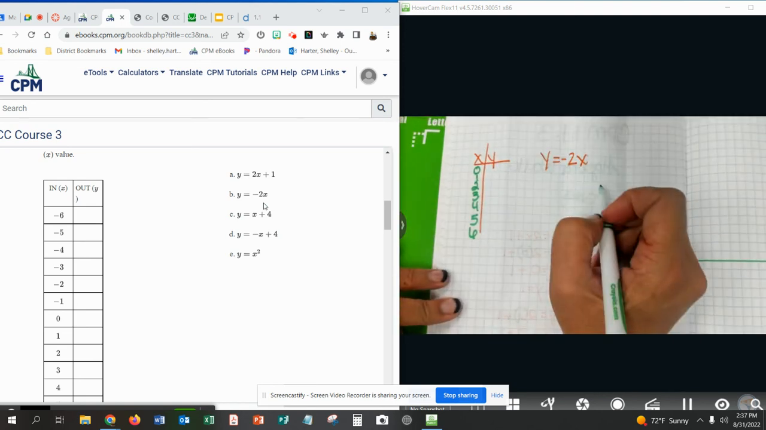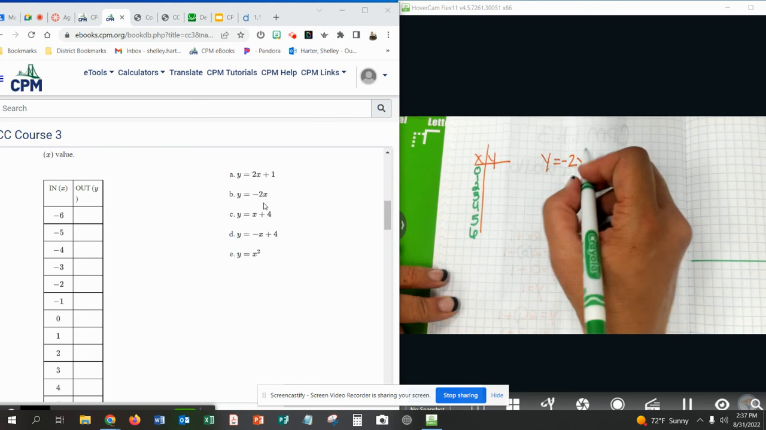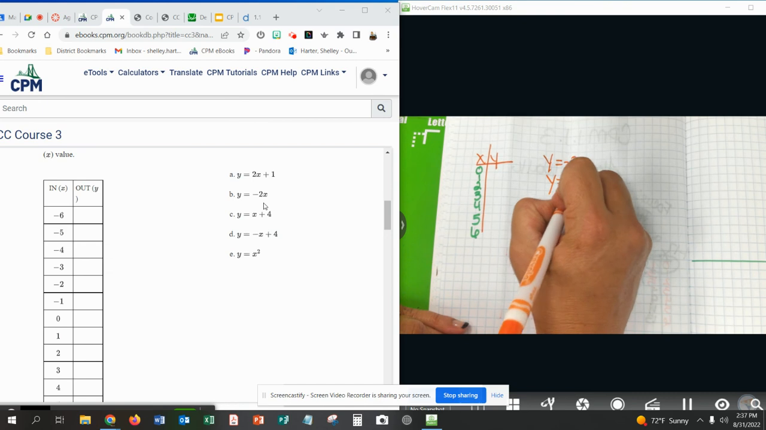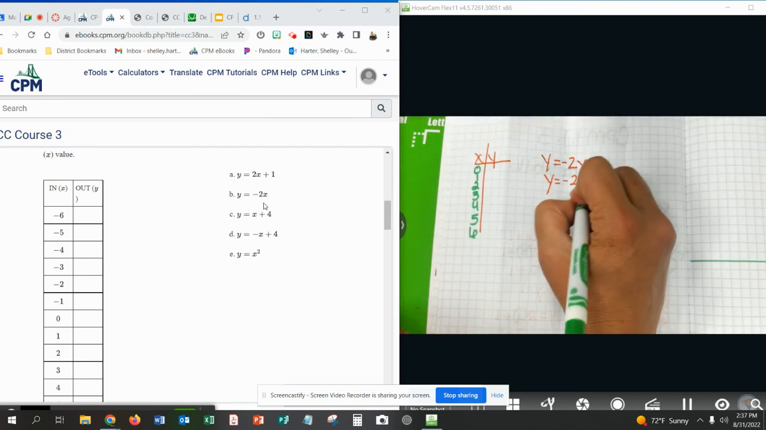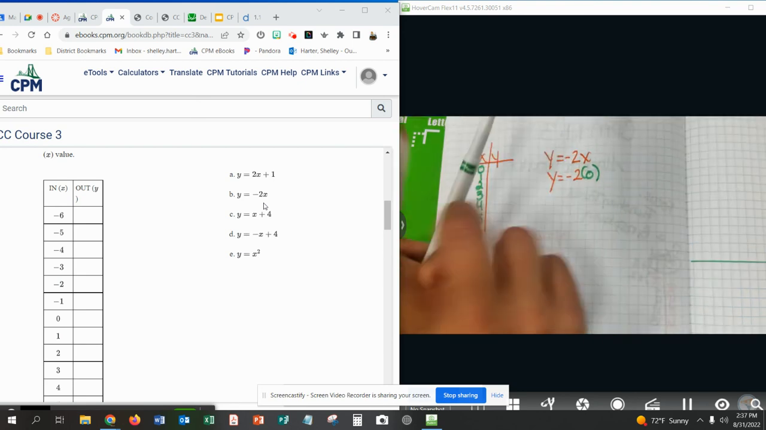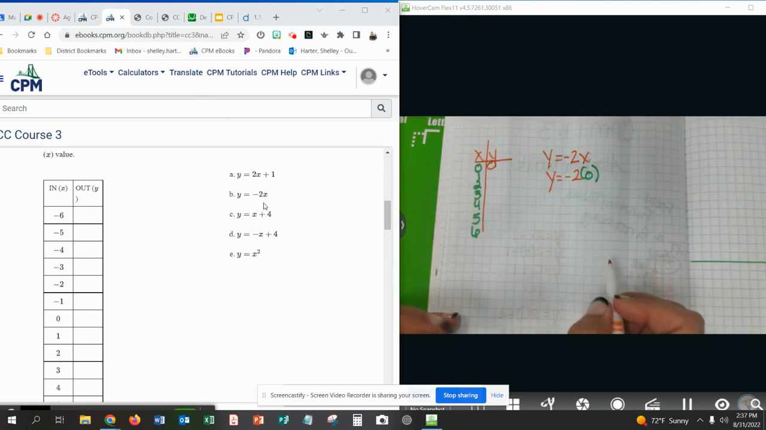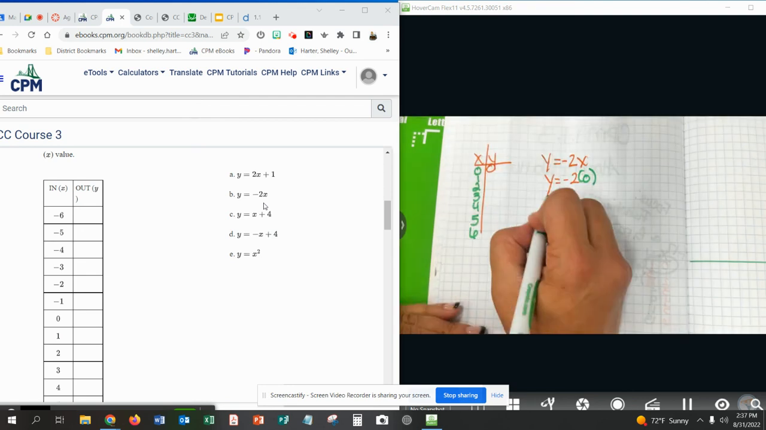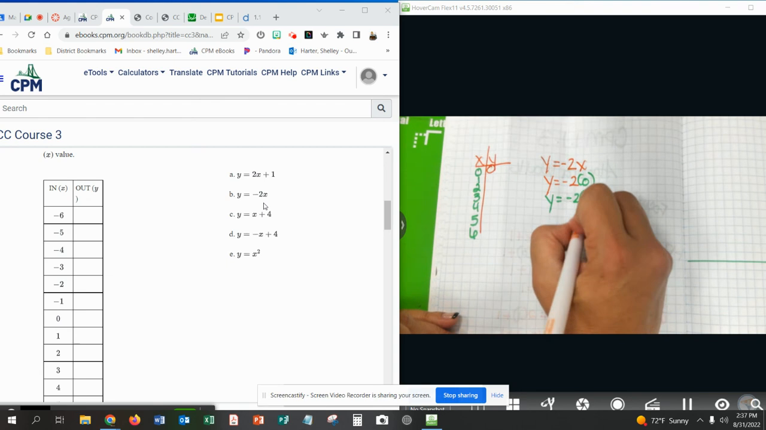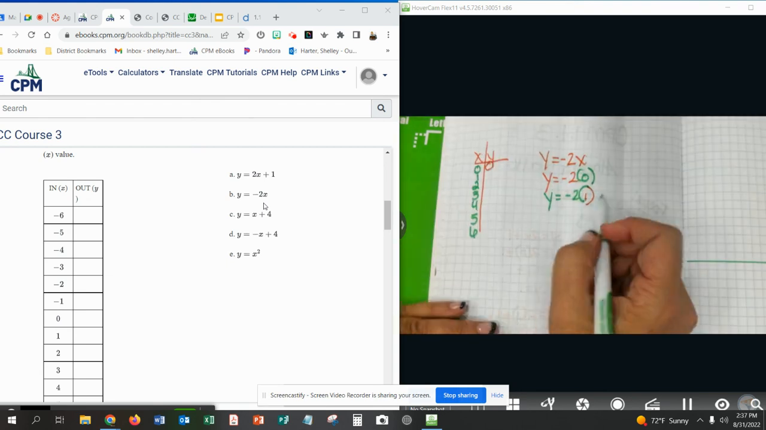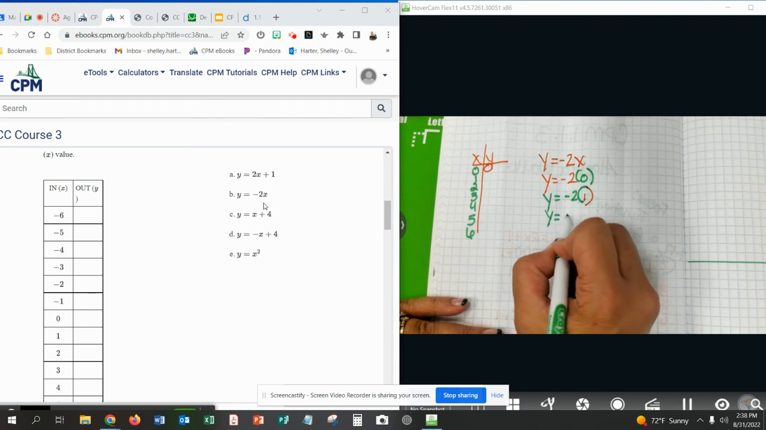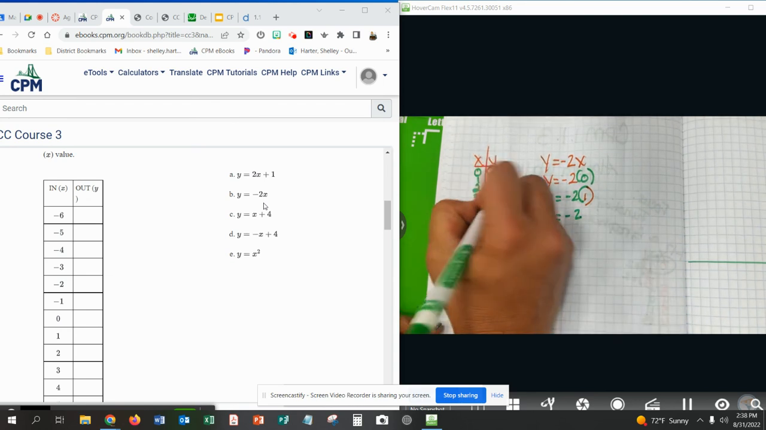So the first thing I'm going to do is plug 0 in for x. What is 2 times 0? 0. Good. So that's the first point. Let me know when you see a pattern. What is negative 2 times 1? It is negative 2. Okay.